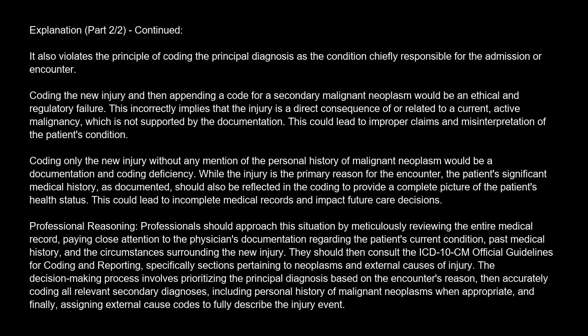Professional reasoning. Professionals should approach this situation by meticulously reviewing the entire medical record, paying close attention to the physician's documentation regarding the patient's current condition, past medical history, and the circumstances surrounding the new injury. They should then consult the ICD-10-CM official guidelines for coding and reporting, specifically sections pertaining to neoplasms and external causes of injury. The decision-making process involves prioritizing the principal diagnosis based on the encounter's reason, then accurately coding all relevant secondary diagnoses, including personal history of malignant neoplasms when appropriate, and finally, assigning external cause codes to fully describe the injury event.